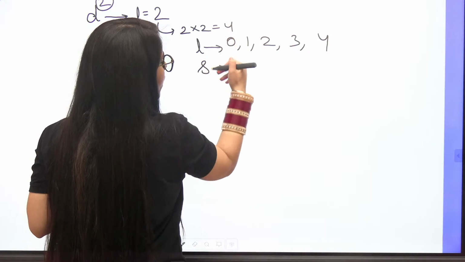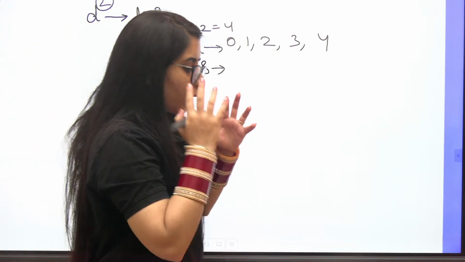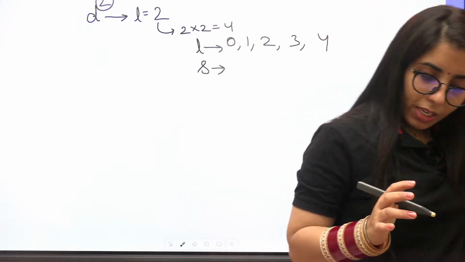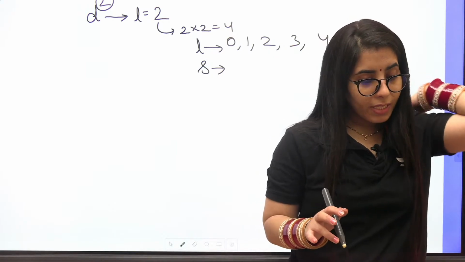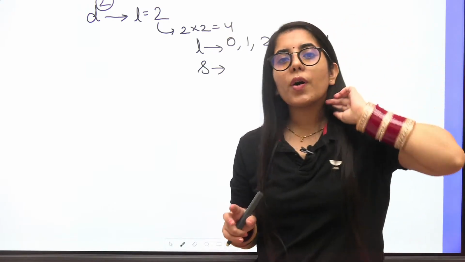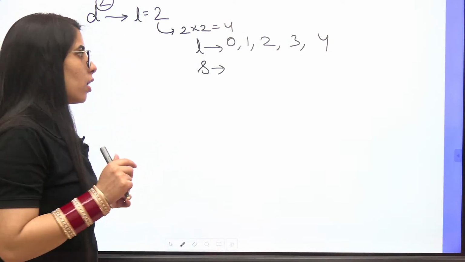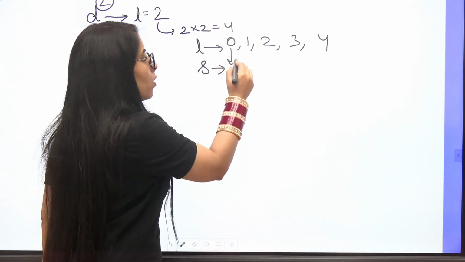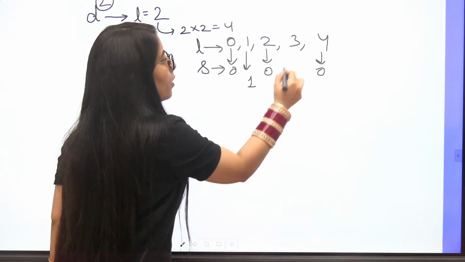Spin: even L, even spin. Since you are taking 2 electrons, if one is plus half, another one can be plus half as well, or if one is plus half, another can be minus half. So the total spin can be either 0 or 1. For even L, I take 0: 0, 2 and 4 with spin 0. For odd L, spin 1.